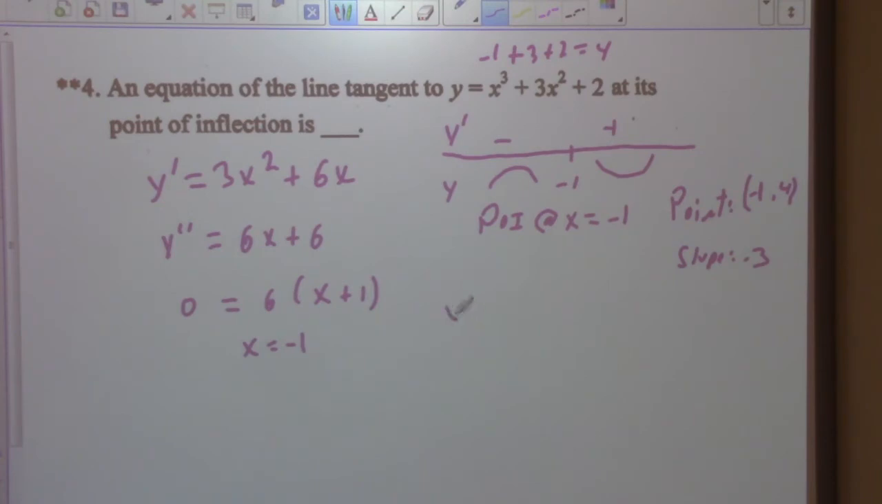So we have y minus 4 equals negative 3 times x plus 1. Is that right? Yes, that's right. Any questions on this? No. See, this is not so bad, is it?